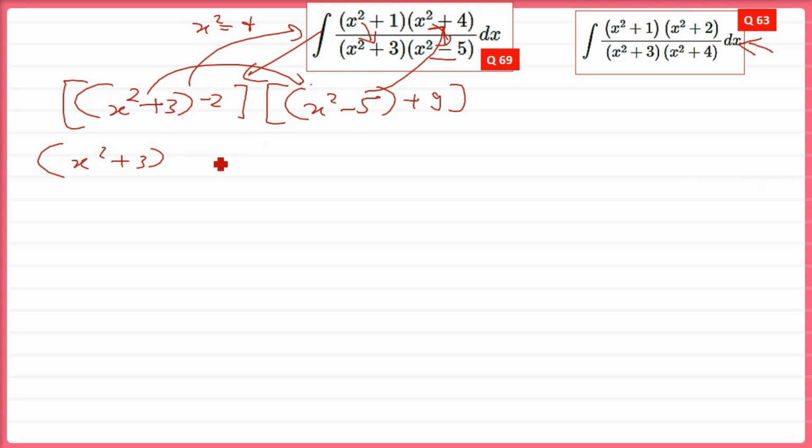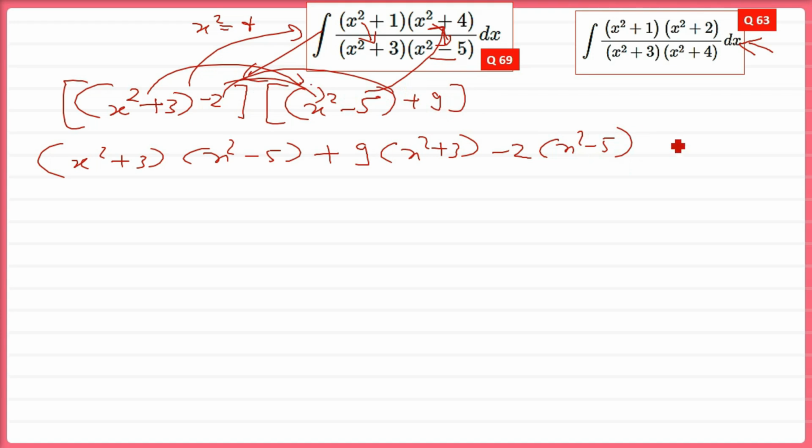So now I am multiplying each and everything. X square plus 3 multiplied by x square minus 5, then x square plus 3 multiplied by 9, so 9 into x square plus 3 you can write. Then multiply negative 2 by x square minus 5, so minus 2 into x square minus 5 will come. Then minus 2 into 9 will be negative 18. See, the denominator remains the same. It will always be x square plus 3 and x square minus 5.